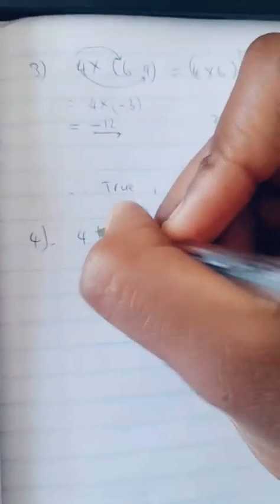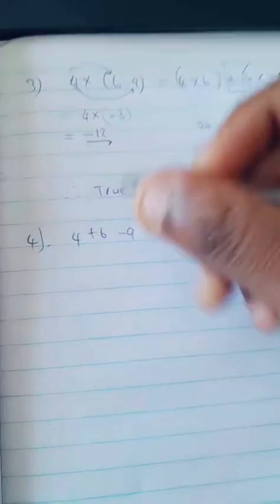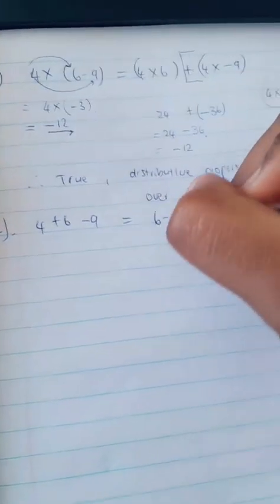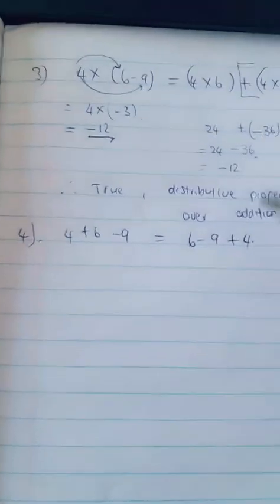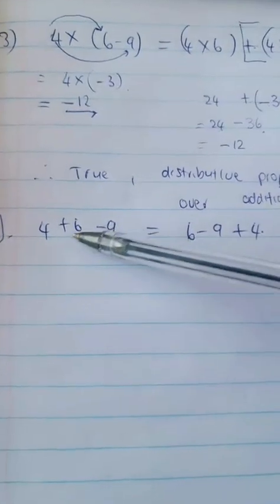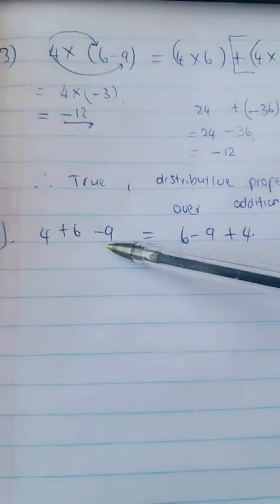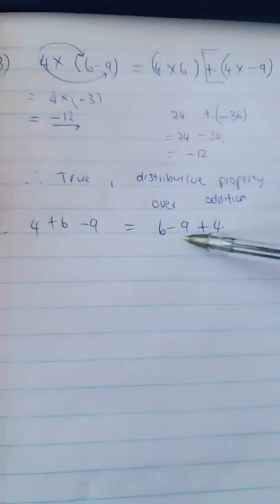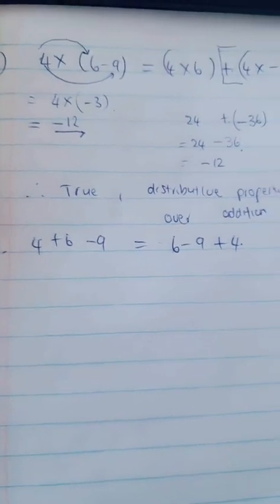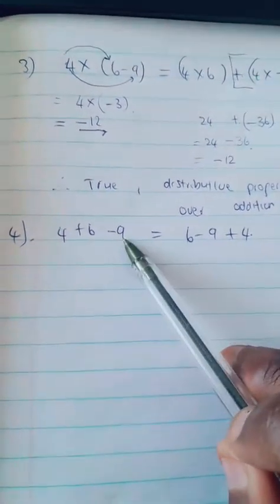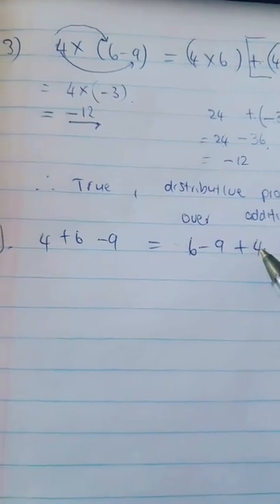4 plus 6 minus 9 is equal to 6 minus 9 plus 4. 4 plus 6 minus 9 is equal to 6 minus 9 plus 4. First statement, is this true? 4 plus 6 minus 9 is equal to 6 minus 9 plus 4.